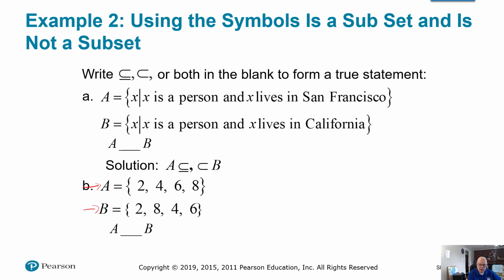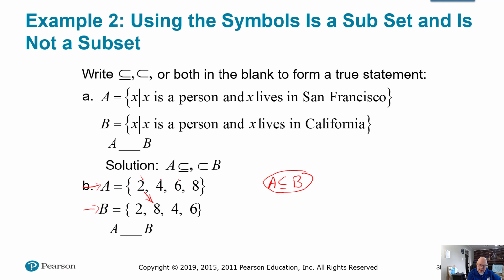So first of all, A is a subset of B. So first of all, check. Is everything you see in A also found somewhere down here? Is 2 also down the bottom? Yes. Is 4 down there? Yes. Is 6 down there? Yes. Is an 8 down there? Yes. Okay? So that's true.